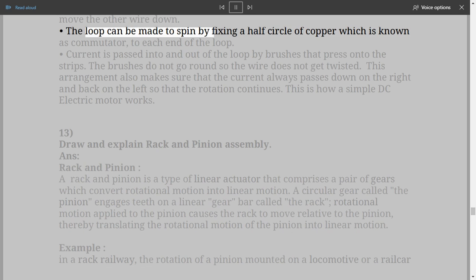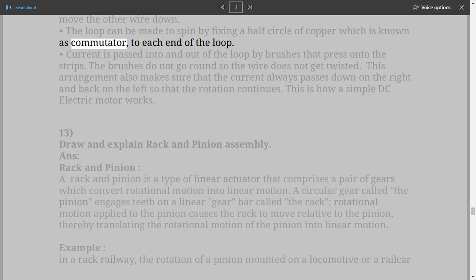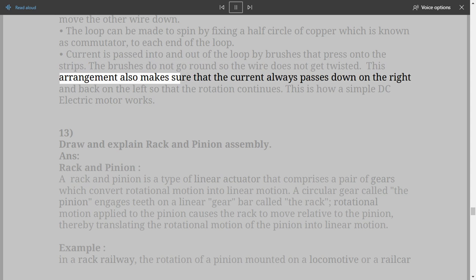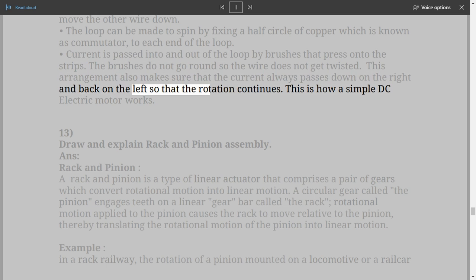The loop can be made to spin by fixing a half circle of copper, which is known as commutator, to each end of the loop. Current is passed into and out of the loop by brushes that press onto the strips. The brushes do not go round, so the wire does not get twisted. This arrangement also makes sure that the current always passes down on the right, and back on the left, so that the rotation continues. This is how a simple DC electric motor works.